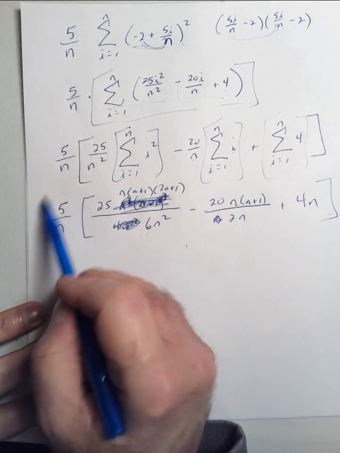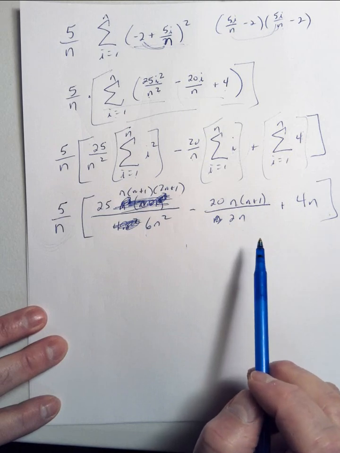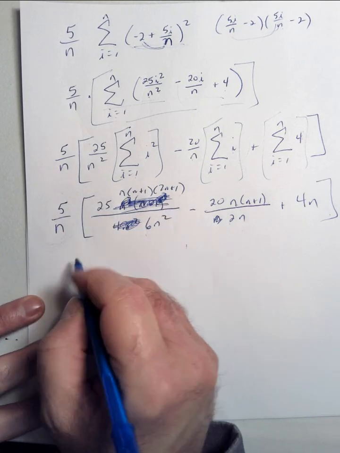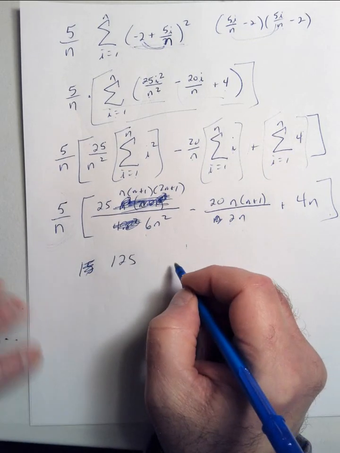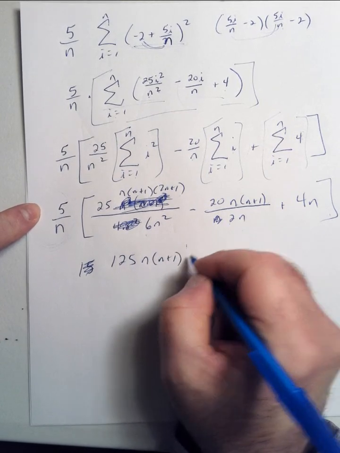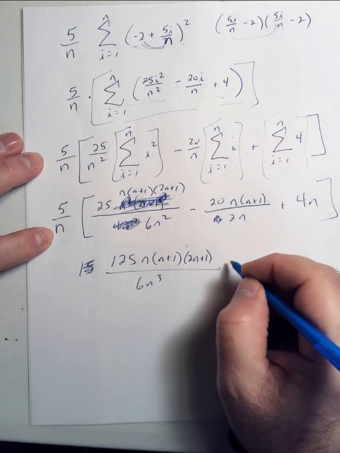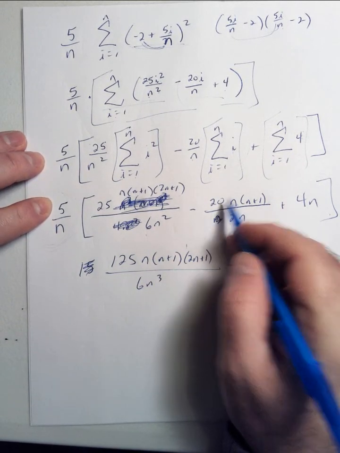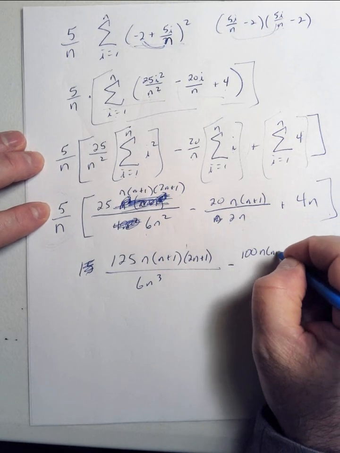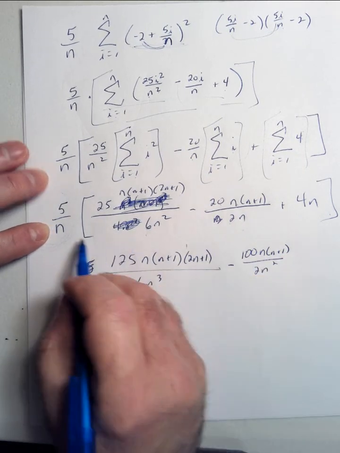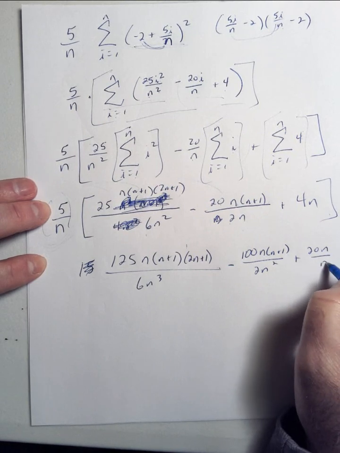Okay, and then I guess what I would do, if it were me, is I would go ahead and distribute that 5 over n. So we have 5 times 25, or 125. And I'm not going to go ahead and do any more multiplication than that. So I've got a 6n cubed minus 5 times 20, which is 100, over 2n squared, right? So I'm just distributing this plus 20n over n.